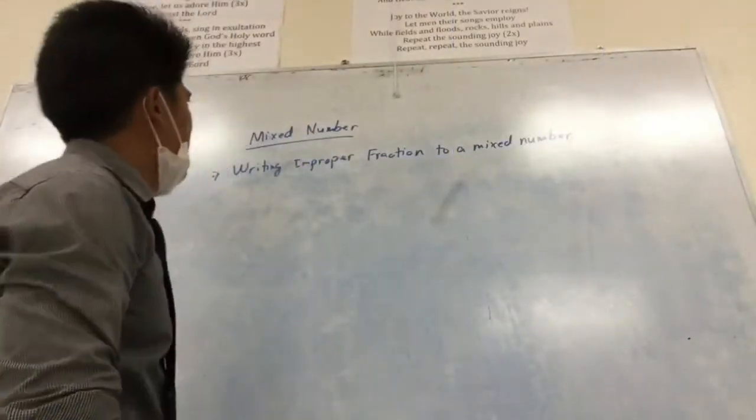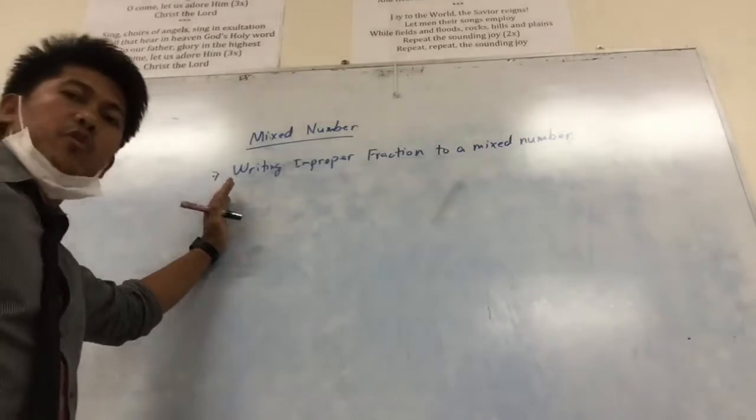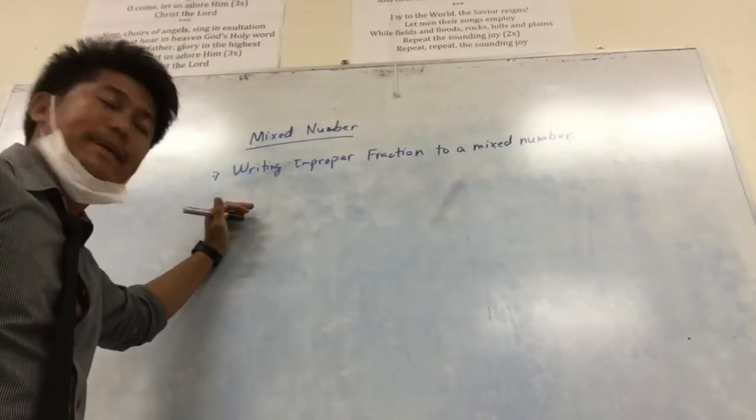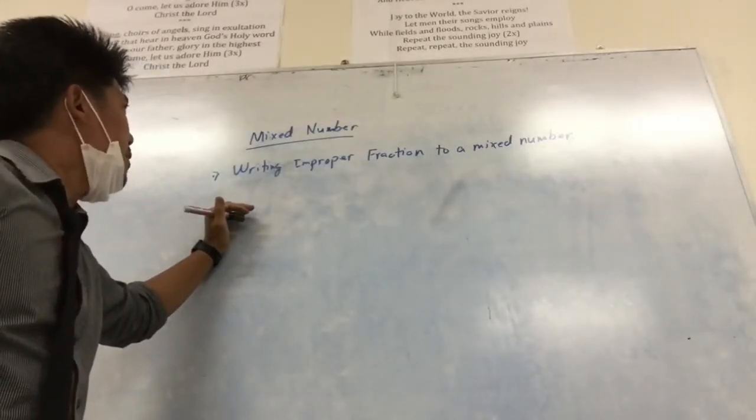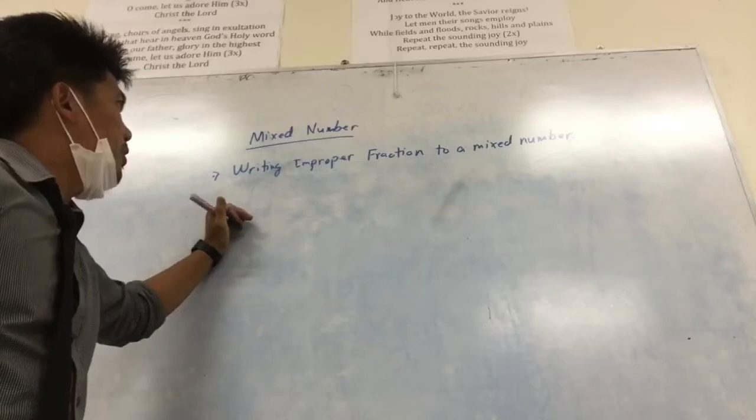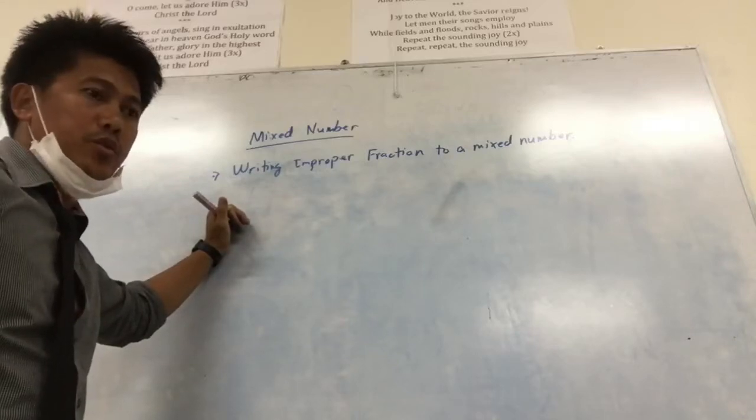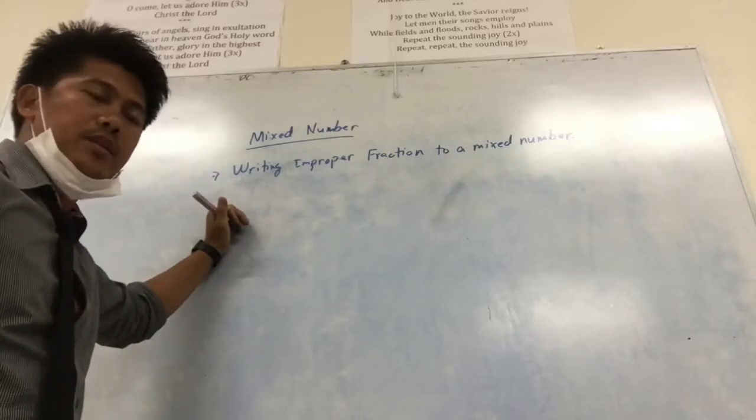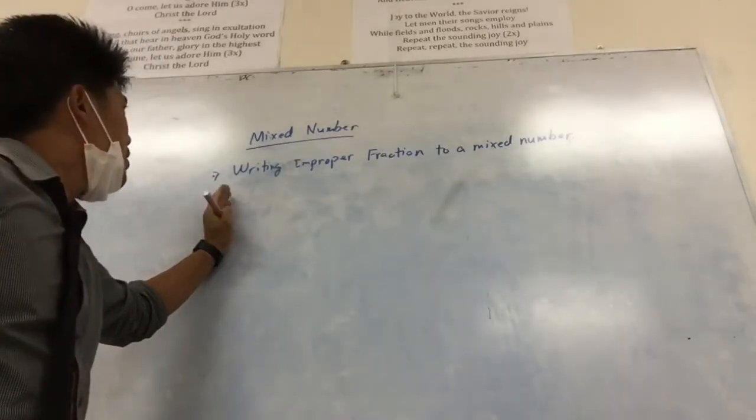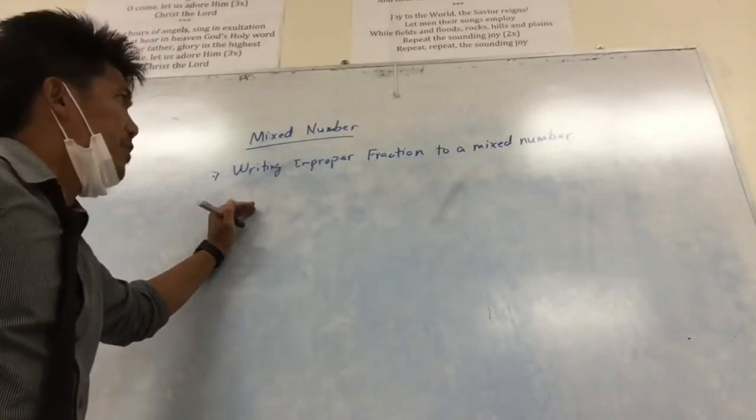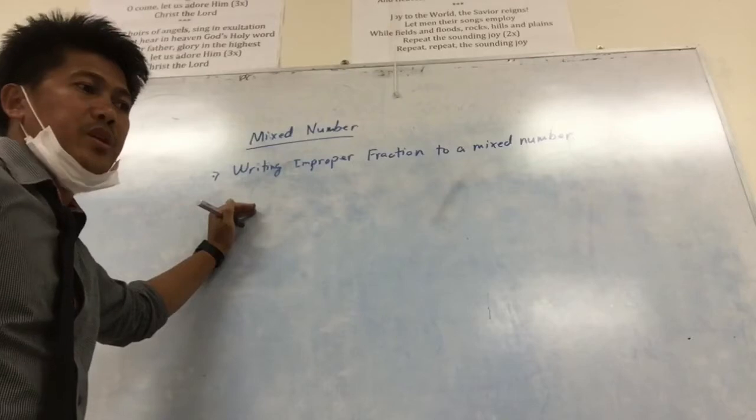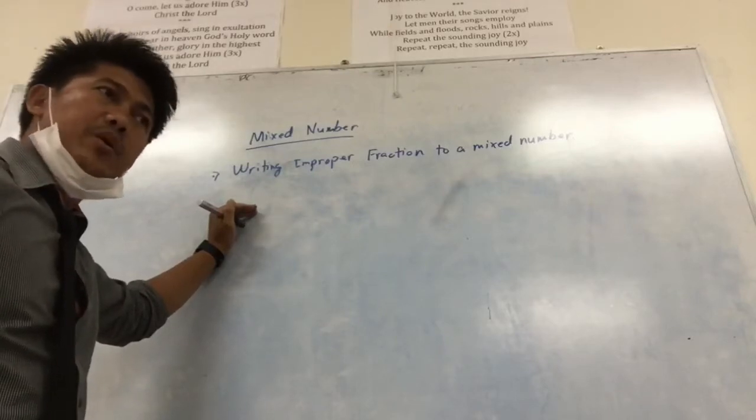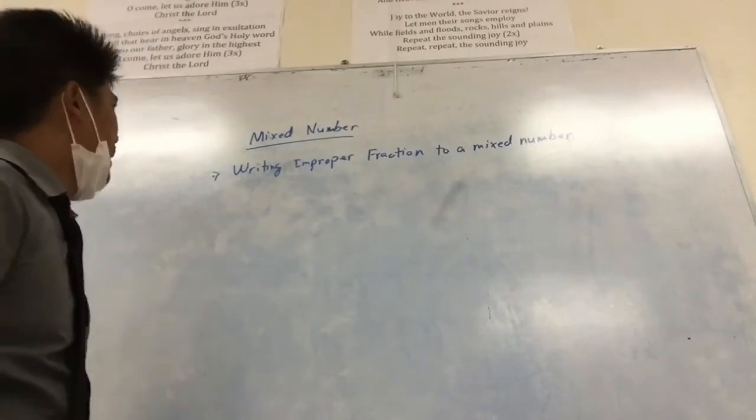Everyone, so this is our lesson this morning about mixed numbers. There are two things that you need to recall in this topic. First is writing an improper fraction as a mixed number, and writing a mixed number as a decimal. Okay?